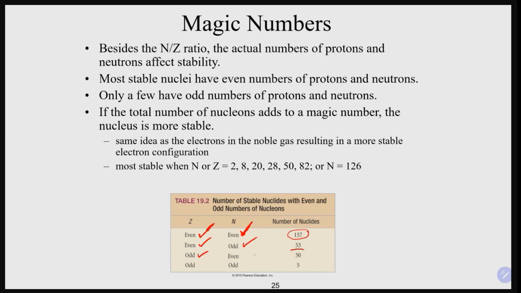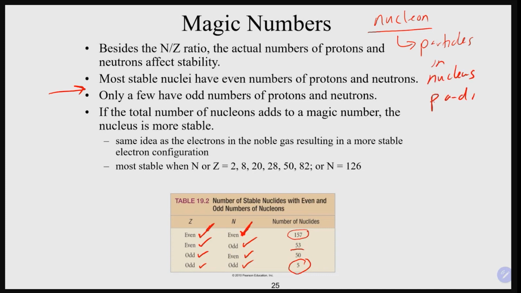Next best case, odd protons and then even neutrons. And really, as you can see, the worst sort of situation is odd and odd. So if you have an odd number of protons, odd number of neutrons, that is sort of not the greatest situation there for nuclides. If the total number of nucleons, and nucleons is a word that you kind of hear a lot here in nuclear chemistry, a nucleon basically means the particles in the nucleus, and that basically is your protons and your neutrons.